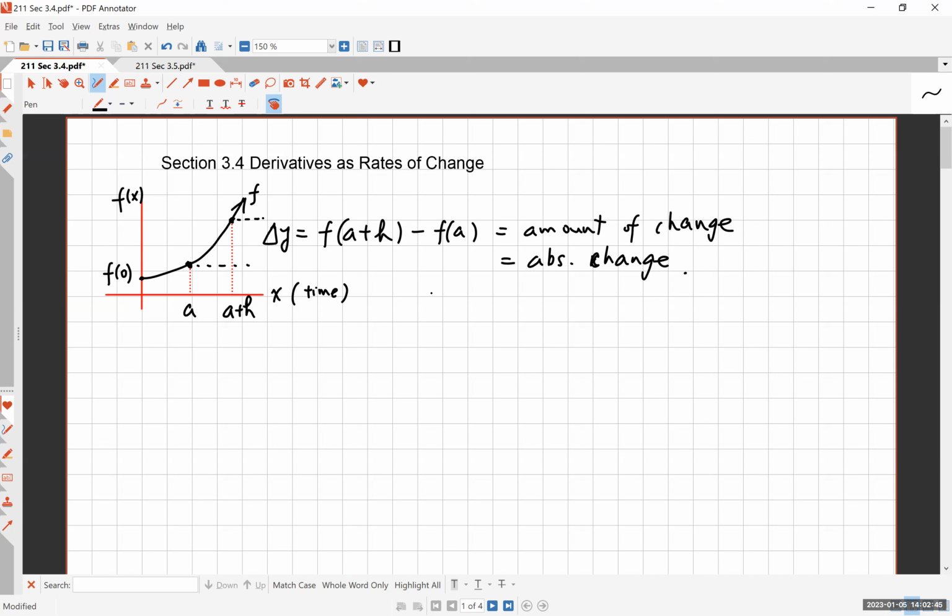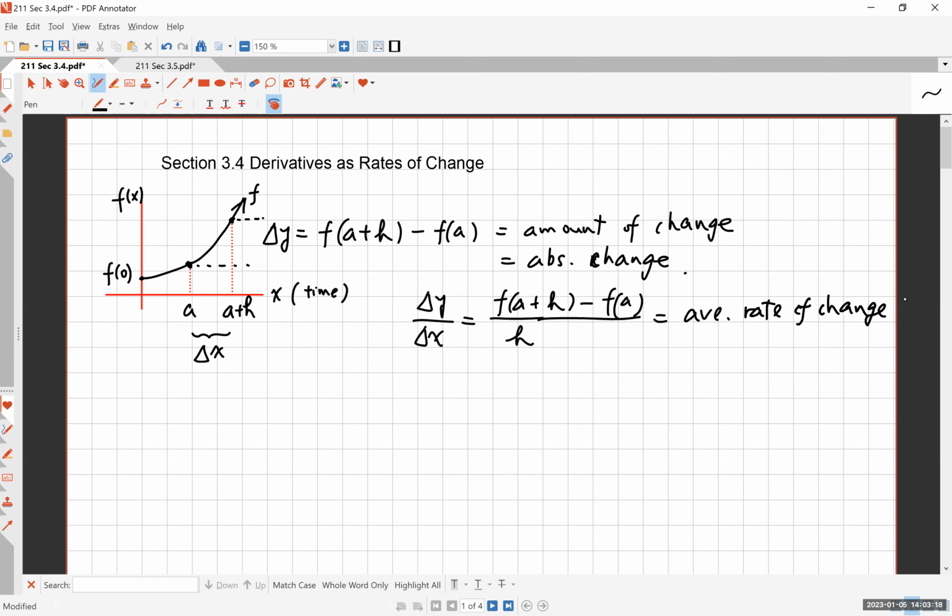No problem here, right? And if you take that and divide it by delta x, which is of course just h, as we have studied, this is the difference quotient, or we can call this the slope of the secant line connecting a and a plus h. Also, this is the average velocity, the average rate of change in the interval from a to a plus h. So we have studied all of these things.